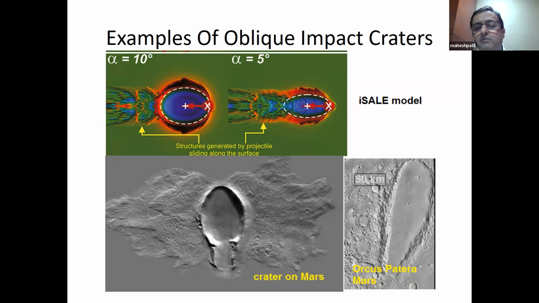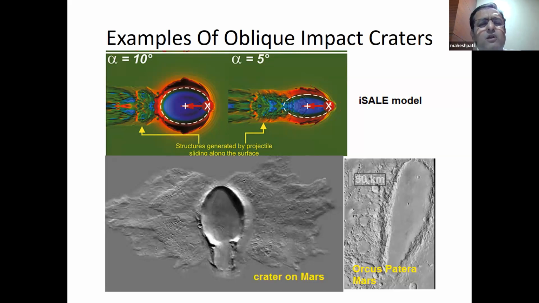These are the images clicked by NASA. My mistake, I didn't give them image credit for that. But these are the images clicked by NASA on Mars, and these are proven oblique impact craters. So the ICEL model, and if you look at these craters, you will find there is a lot of similarity in that. So ICEL is not incorrect.